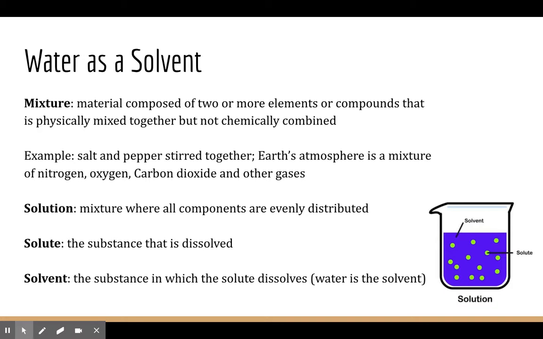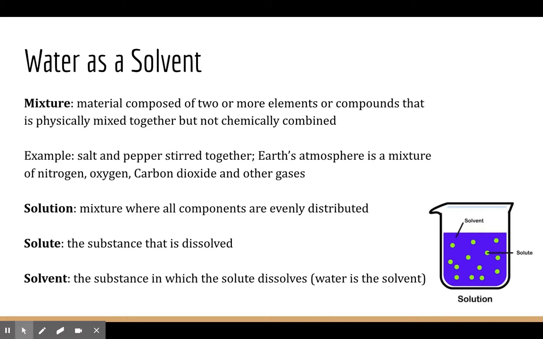The final property of water that we're going to cover is water as a solvent. A mixture is a material composed of two or more elements or compounds that is physically mixed together but not chemically combined. Mixture is a pretty broad term. It covers a bunch of things. We are going to focus on a particular mixture called a solution. Examples of mixtures include salt and pepper stirred together. Again, these are two different substances, but they are not chemically combined. They're just sitting in a bowl together.